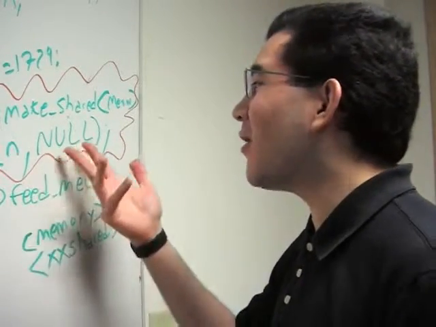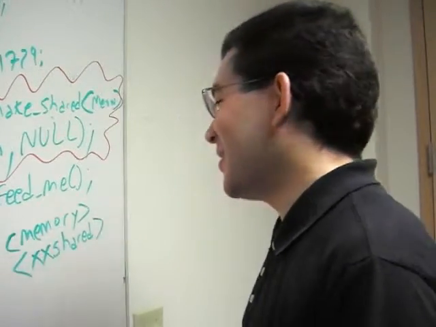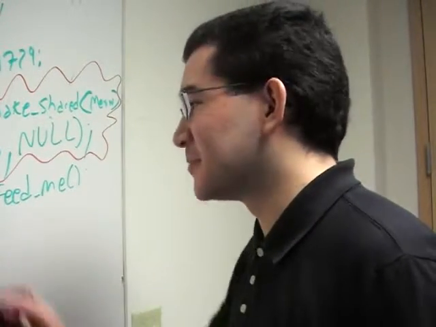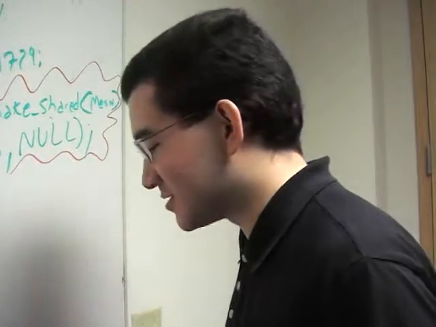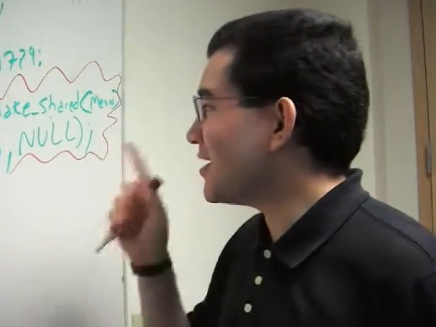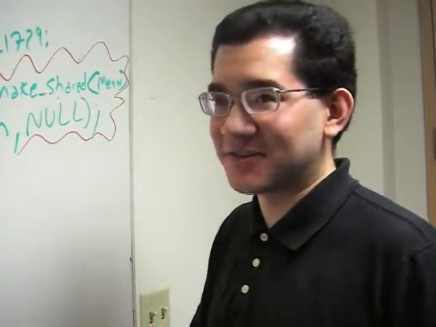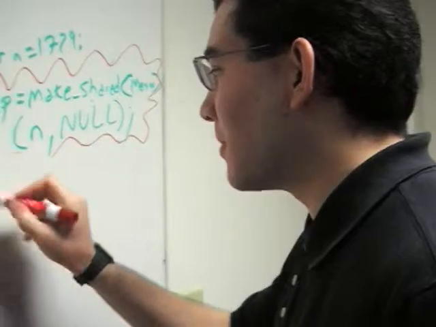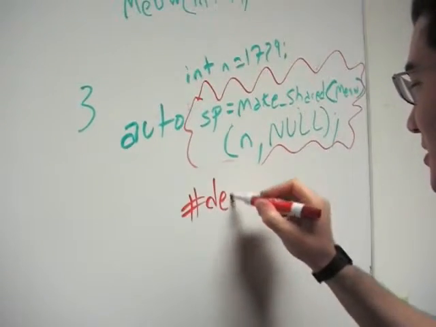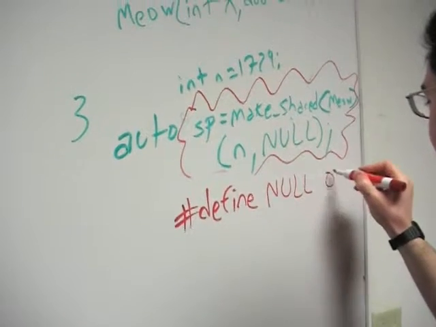can construct a meow with null. But why can't you say make shared? And the reason why is sort of depressing because it comes from C, and everything that comes from C is sort of old and depressing. And the reason why is that null is not really a first-class citizen of the type system. Null is a macro, and if you look where null is defined, it looks like this. Define null to be 0.